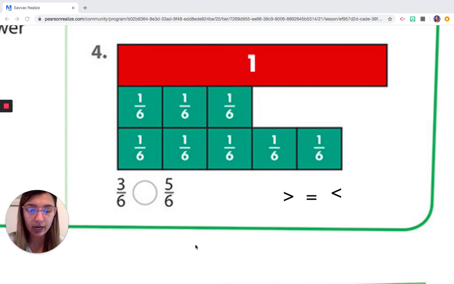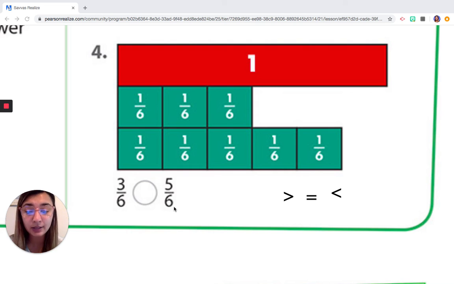All right, we're going to look at example number 4. Again, we have a whole. I have 1, 2, 3 sixths. And I have 1, 2, 3, 4, 5 sixths. Now, we want to know who's bigger, who's smaller, greater than, less than, equal to. So it wants us to say 3/6 is what of 5/6?